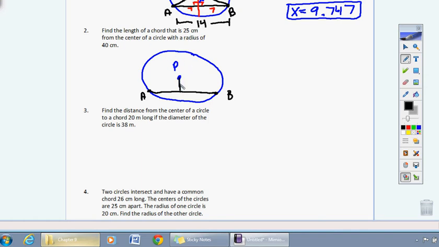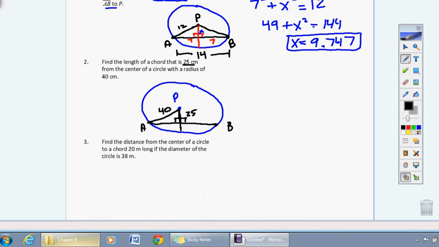So now, like I did up there, I'm going to draw the radius that is perpendicular to the chord. And it tells me that this distance from P to the chord is 25 centimeters. And then it says find the length of a chord that is 25 centimeters from the center, which I just drew, with a radius of 40. So now it says that the radius of this circle is 40. And it wants me to find the length of this entire chord.